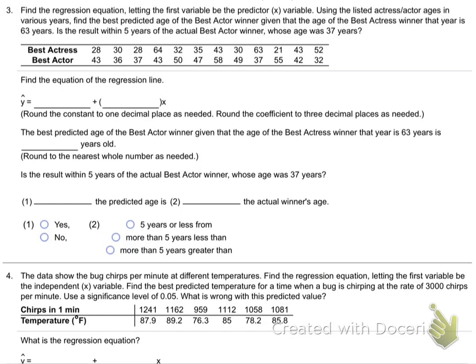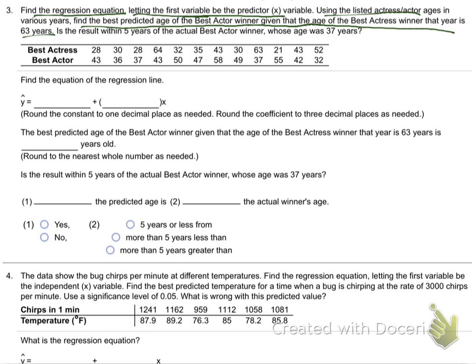On to number 3. Find the regression equation, letting the first variable be the predictor, x variable, using the listed actress-actor ages in various years. Find the best predicted age of the best actor winner, given that the age of the best actress winner that year is 63 years. Is the result within 5 years?